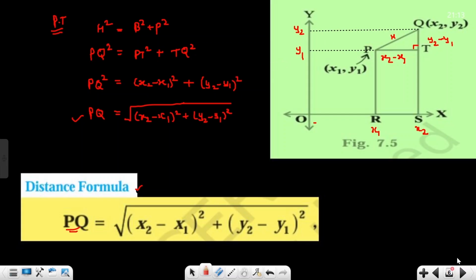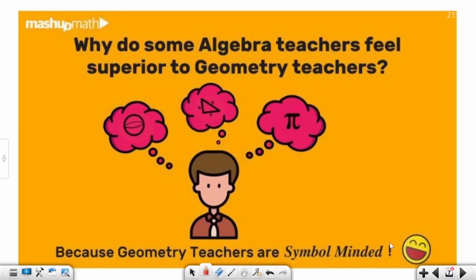Okay, let's start our class. Why do some algebra teachers feel superior to geometry teachers? Because geometry teachers are symbol minded. Ha ha ha ha ha.